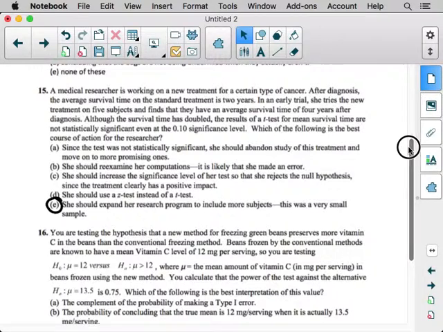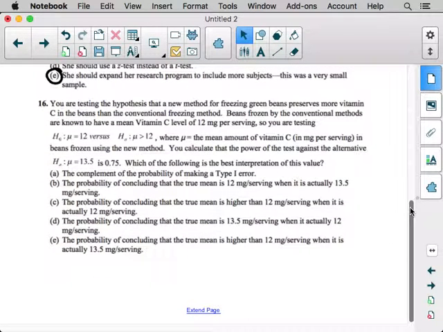You're testing the hypothesis that a new method for freezing green beans preserves more vitamin C in beans than the conventional freezing method. Beans frozen by the conventional methods are known to have a mean vitamin C level of 12 milligrams per serving, so you're testing these where mu is the mean number of vitamin C in the beans frozen. You calculate that the power of the test against the alternative is 0.75. Which of the following is the best interpretation of this value? All right.